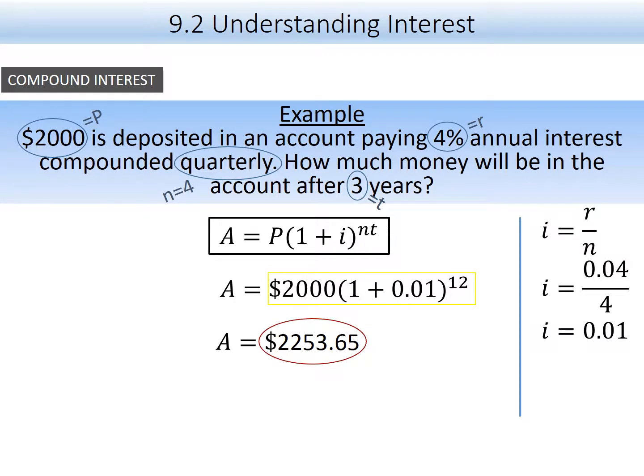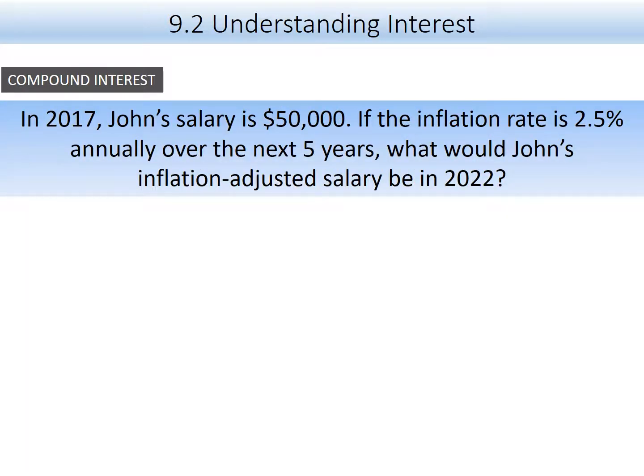Let's do another. In 2017, John's salary is $50,000. If the inflation rate is 2.5% annually over the next 5 years, what would John's inflation-adjusted salary be in 2022? You can use this same compound interest formula just to answer a question about salary inflation. It's the same idea. John's earlier salary is like the principal in an account, and John's later salary is like the future value, the A, in the compound interest formula.